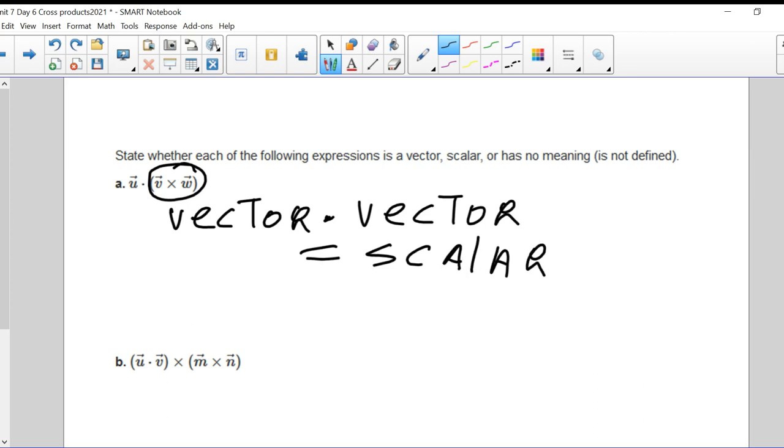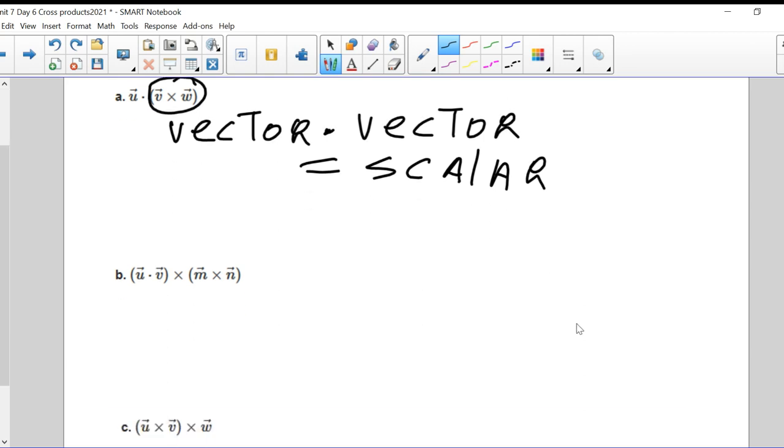Okay, so maybe for the first one people didn't quite understand what the question was. So let's get to the next one. How about u dotted with v crossed with m crossed with n? Vector, scalar, or not even possible? What do you say?